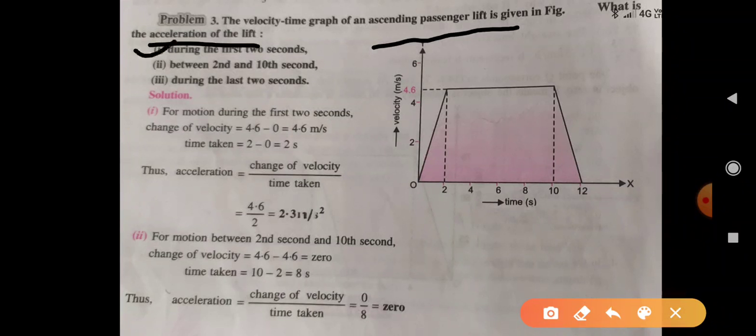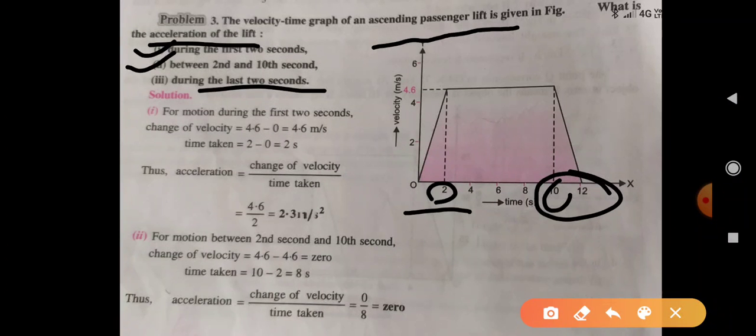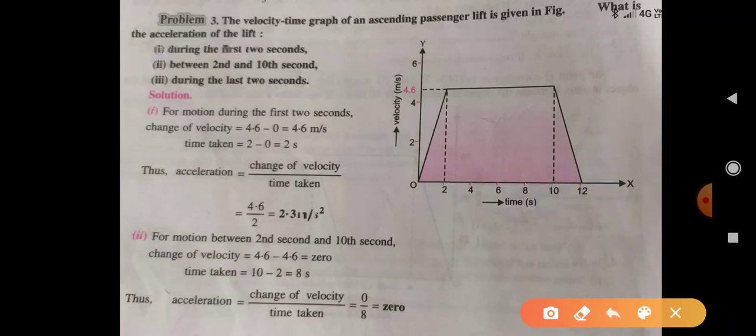In case 1, during the first 2 seconds, means 0 to 2. In the second one, between 2nd and 10th second. And in the third case, they are asking about the last 2 seconds. In such situations, we are going to find the acceleration.